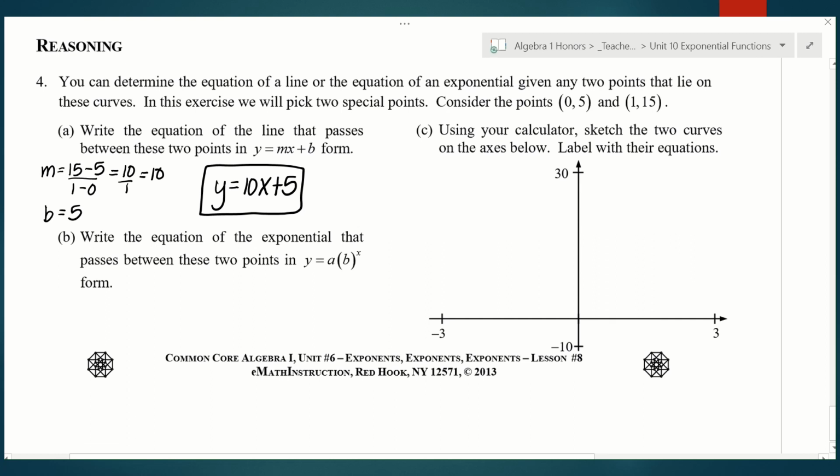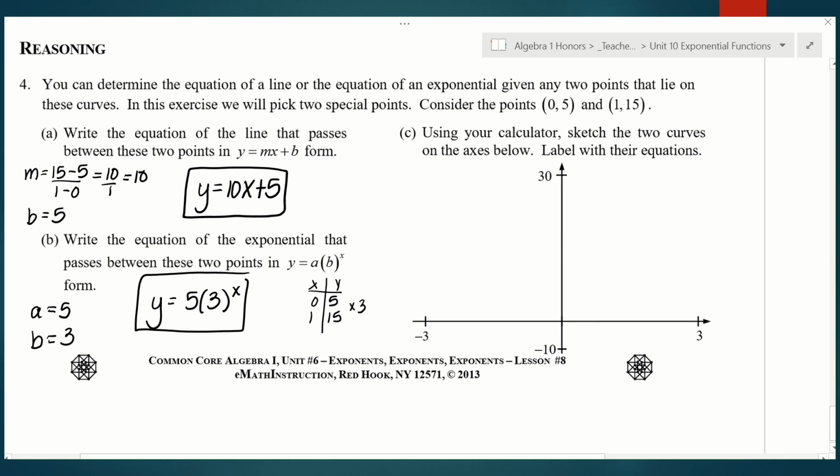Now if I use the same 2 points, but I'm looking for an exponential, which is part B, the first thing I need is my a, which again is my y-intercept, which is 5, and my b is my growth factor. So if I look at a little table here of my 2 points, (0, 5), (1, 15), I can see that I multiplied by 3 to get that, and so my growth factor is 3. So y equals 5 times 3 to the x power.